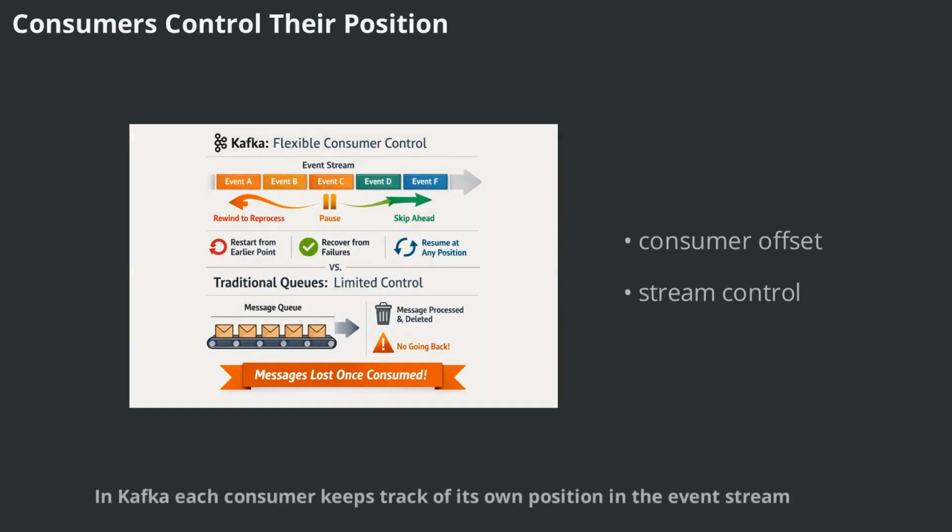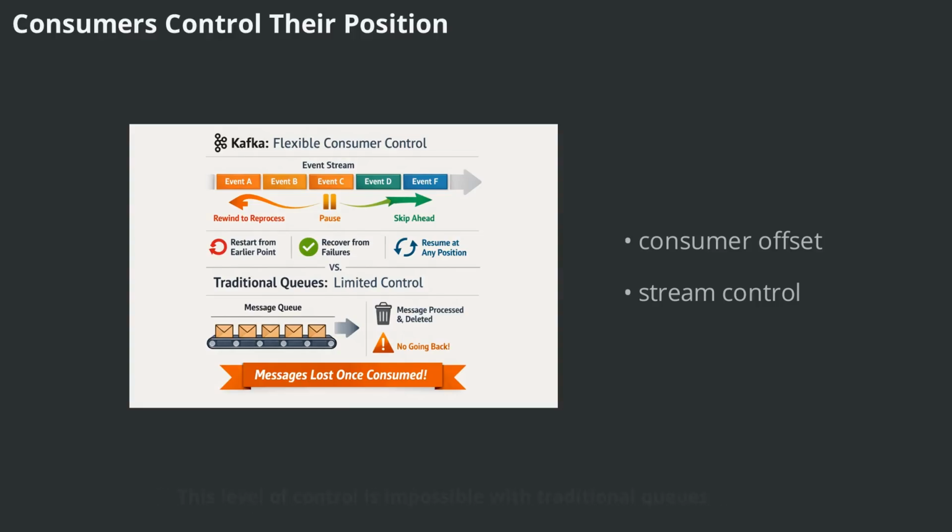In Kafka, each consumer keeps track of its own position in the event stream. This means consumers can pause, rewind, or skip ahead as needed. If a consumer fails or needs to reprocess data, it can simply start reading from an earlier point in the stream. This level of control is impossible with traditional queues, where messages are lost once consumed. Kafka's approach gives you flexibility and reliability.